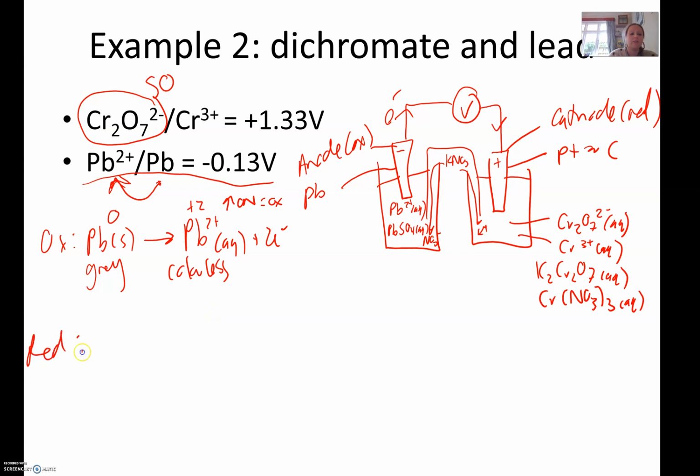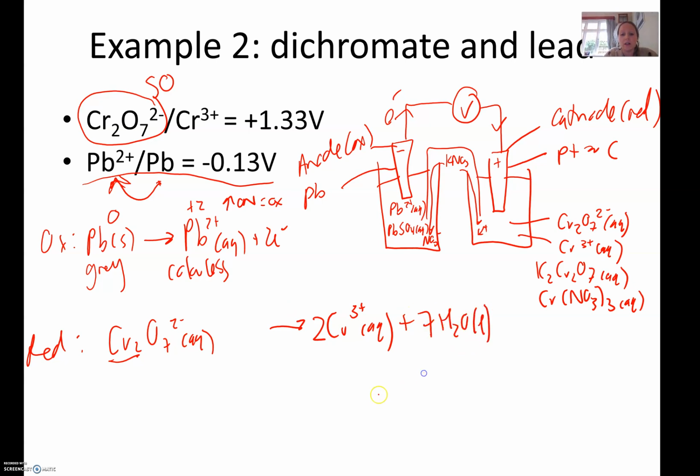Let's do the reduction half equation, and I will go through this just to make sure everyone can do it. So Cr2O7 2- aqueous goes to Cr3+ aqueous. First step of balancing half equations is to balance all other atoms except for oxygen and hydrogen first. So you've got 2 chromiums here, so we need to put a 2 here. You've got 7 oxygens here, so we need to add 7 H2O here. H2O is a liquid. In doing that, you've now added 14 hydrogens, so you need to add 14 H+ here, and H+ is an aqueous state.